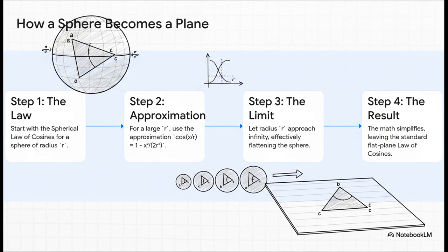We imagine that radius r getting bigger and bigger and bigger until it's basically infinite. And what happens when a sphere's radius is infinite? It becomes a flat plane. And as that happens, all the math just simplifies. And what are we left with? The good old standard flat plane law of cosines. This is the big reveal. The flat law isn't a different rule. It's just a special case. It's what you get from the more fundamental spherical law when the curve is almost zero.